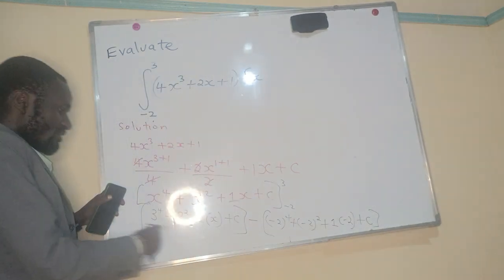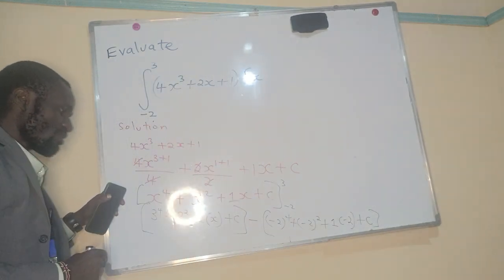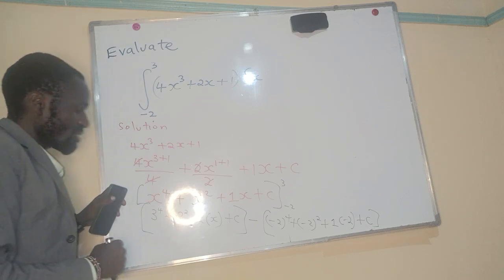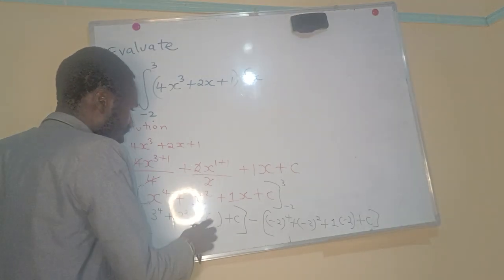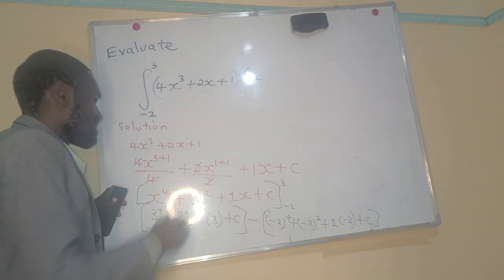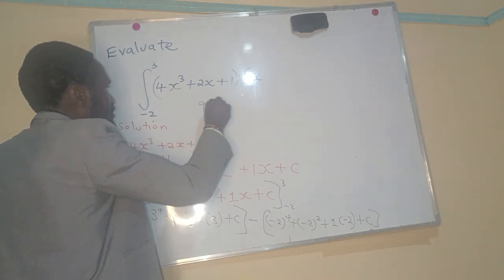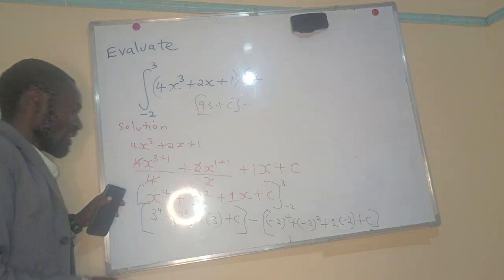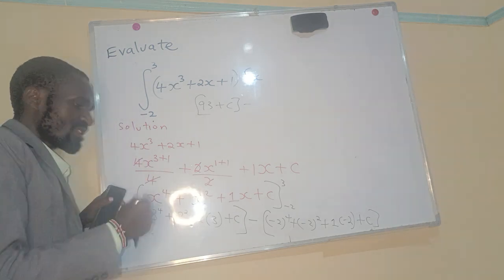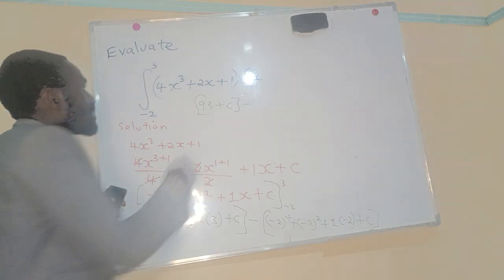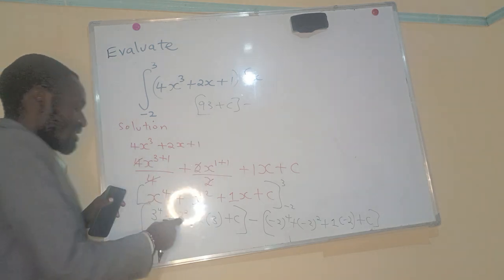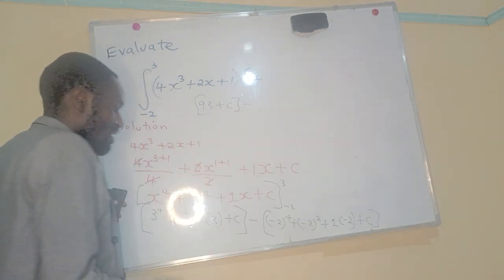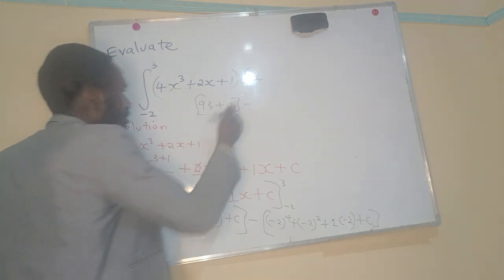Now let's get the exact value of this. 3 raised to 4, that is 81. 81 plus 9, that is 90. So we know x is 3. 90 plus 3, that is 93 plus c. Let me go through 3 raised to 4 again. 3 times 3, 9. 9 times 9, 81. So 81 plus 3 times 3, 9. 81 plus 9, that is 90. 1 times 3, 3. So 90 plus 3, 93. So 93 plus c, a constant.